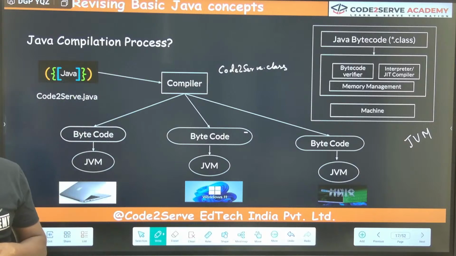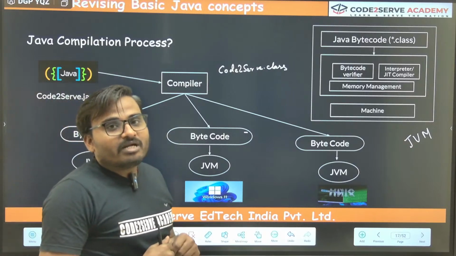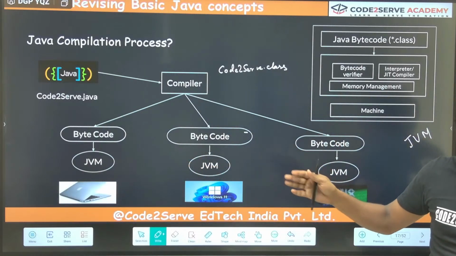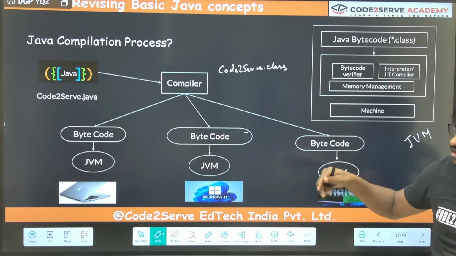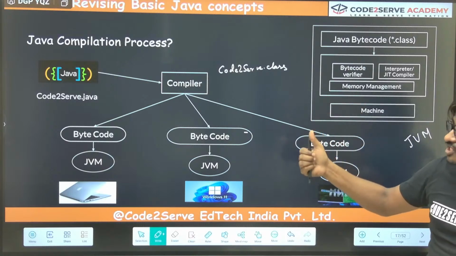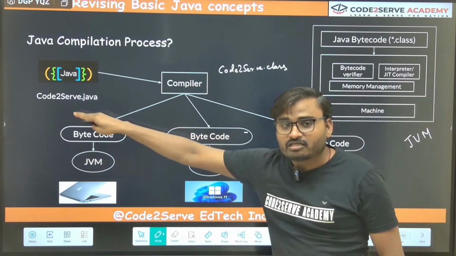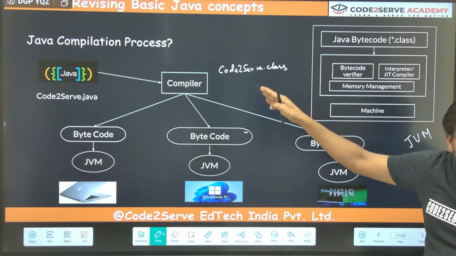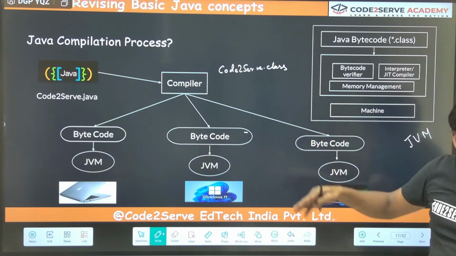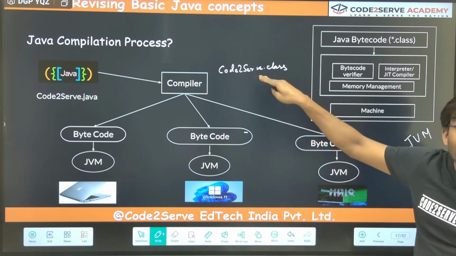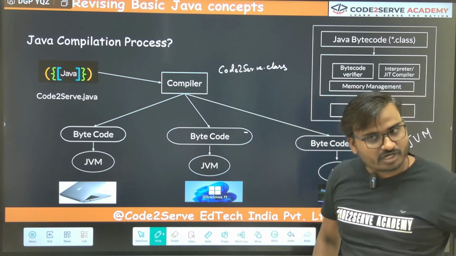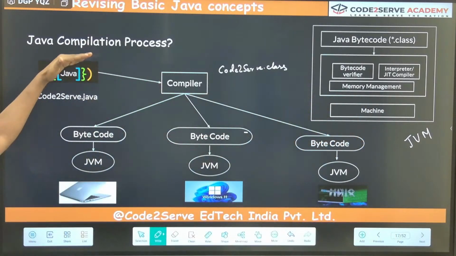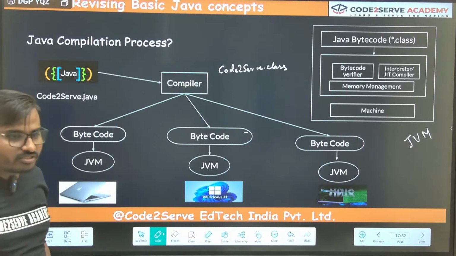So what do you have to write? Java is platform independent because of this bytecode. First, you have to write all the theory, whatever I have told. The first point, in Java, whenever we compile, the source code is converted into a dot class file. The second point, this dot class is known as the bytecode. Then you have to explain what bytecode is. Bytecode is an intermediate code between the source code and the machine code. Point number 3 is done.